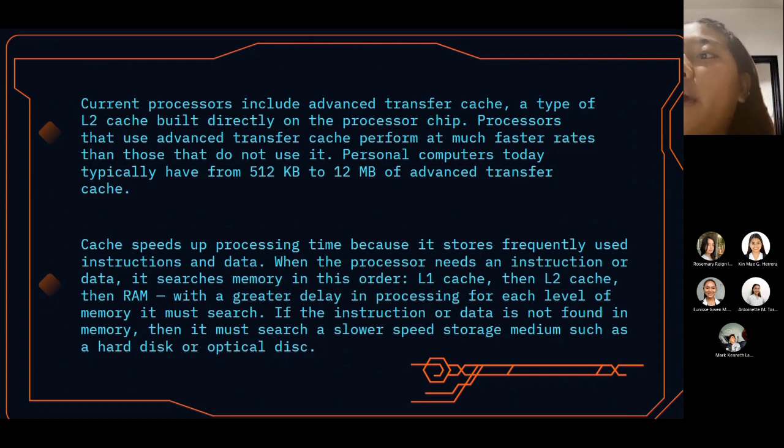Cache speeds up processing time because it stores frequently used instructions and data. When the processor needs an instruction or data, it searches memory in this order: L1 cache, then L2 cache, then RAM, with greater delay in processing for each level of memory it must search. If the instruction or data is not found in memory, then it must search a slower speed storage medium, such as hard disk or optical disk.